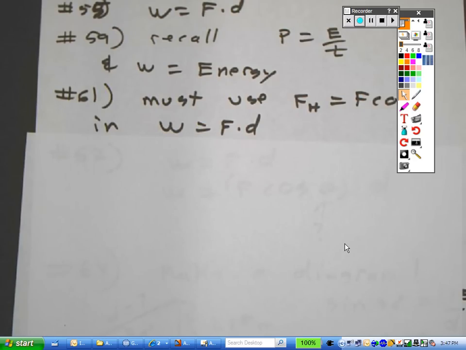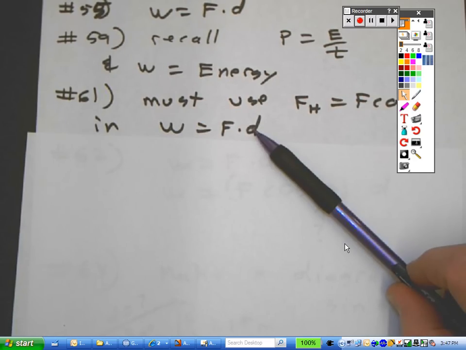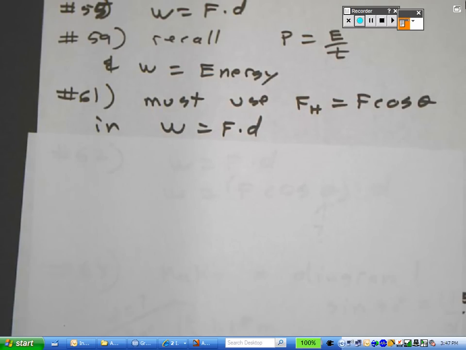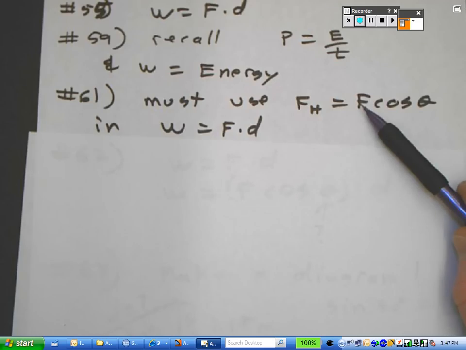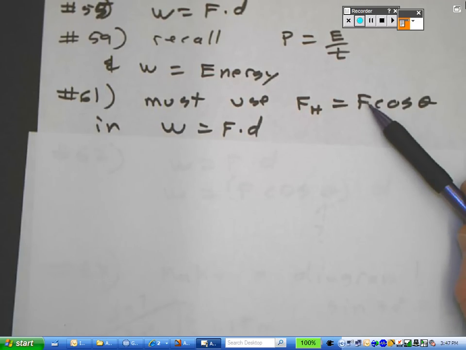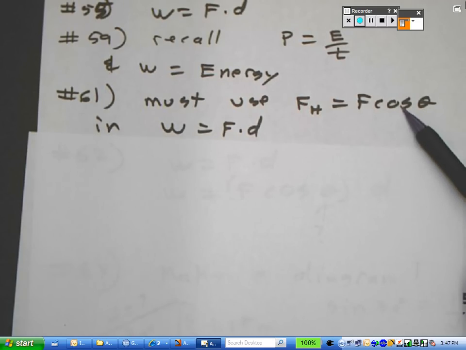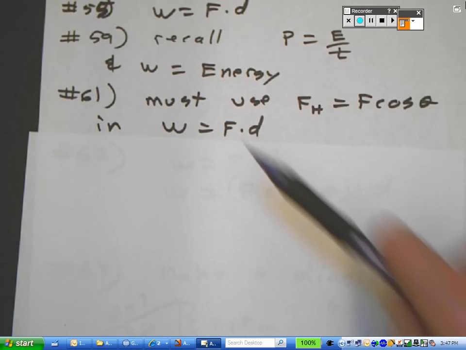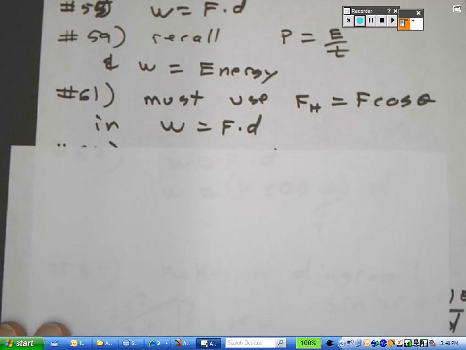For number 61, again, we're going to use work equals force times distance. But for the force, we can't use the full force. We have to multiply it by the cosine of the angle to get the horizontal force. That horizontal force is what you use in the work equals force times distance.